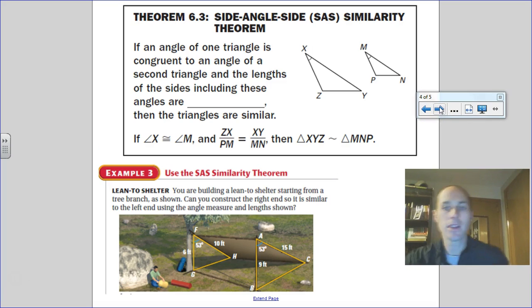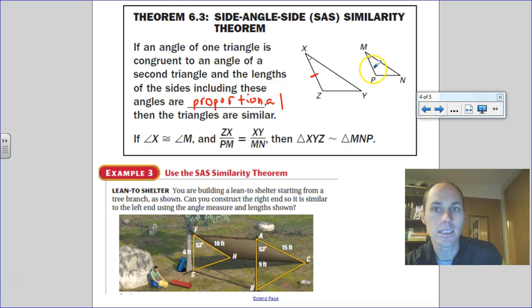The other similarity theorem that we'll take a look at is side angle side. So if one angle of a triangle is congruent to the angle of a second triangle, and the lengths of the sides including these angles are proportional, then the triangles are similar. So same as we did with side angle side congruence. So we're looking for two sides being proportional.